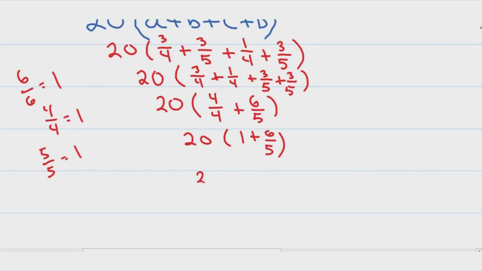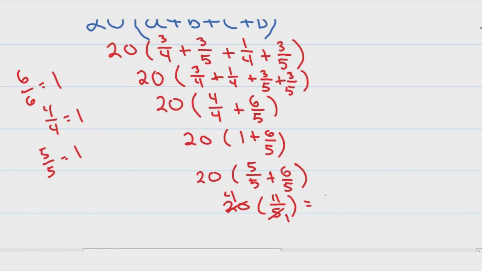You can change 1 to 5/5, because now you can add 6/5, and you'll have 20 times 11/5. Well, this is multiplication. We can cancel, so we can divide the bottom by 5 and the 20 by 5, and that will give us 20 divided by 5 is 4, and 5 divided by 5 is 1. So we end up with 4 times 11, which is 44, over 1, which equals 44.